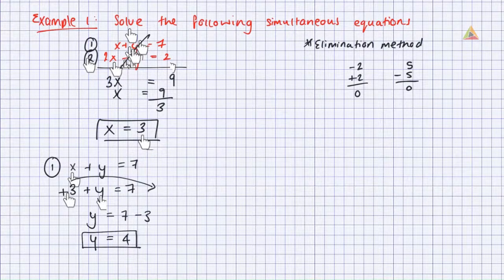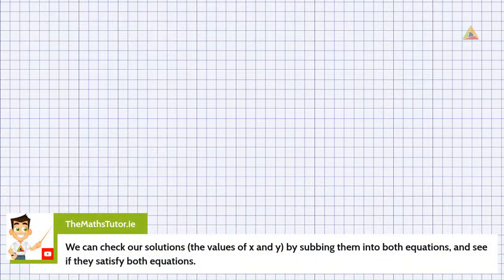So we're going to do a couple of other examples. But try and remember that we're using the elimination method and we want to get rid of either the x's or the y's at the start. Okay, so we're moving on to example 2 now. And again, the question is to solve the following simultaneous equations.